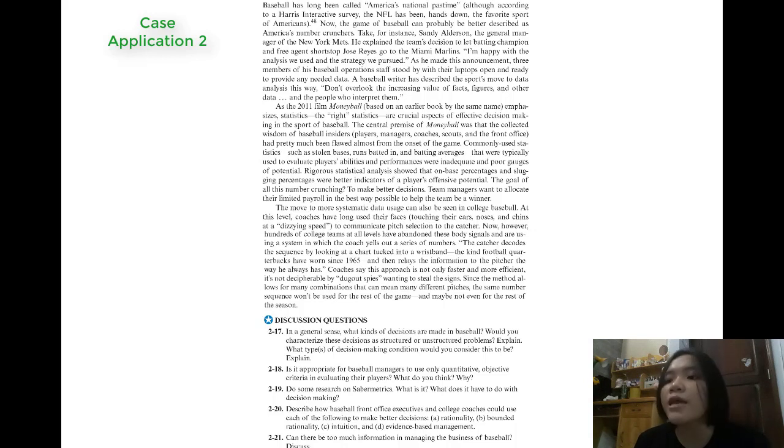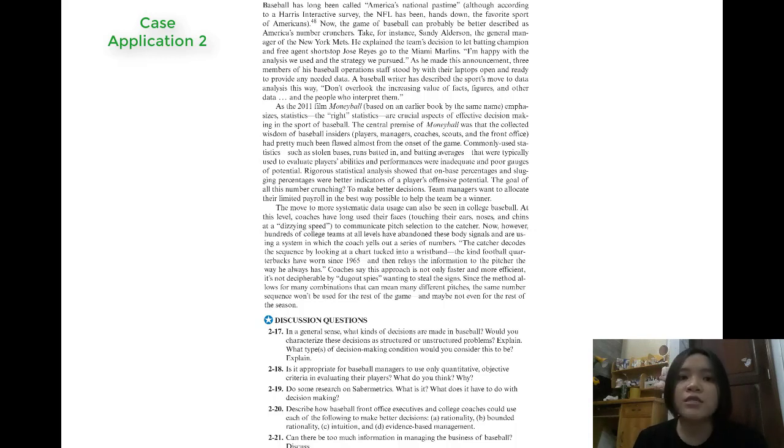So I don't think there is any certainty in any sport. And besides that, you should have as much information as you can and as little uncertainty as possible. I think it's also appropriate for a baseball manager to use quantitative, objective criteria in evaluating their players. But I also suggest they incorporate qualitative and subjective criteria in evaluating their players too.